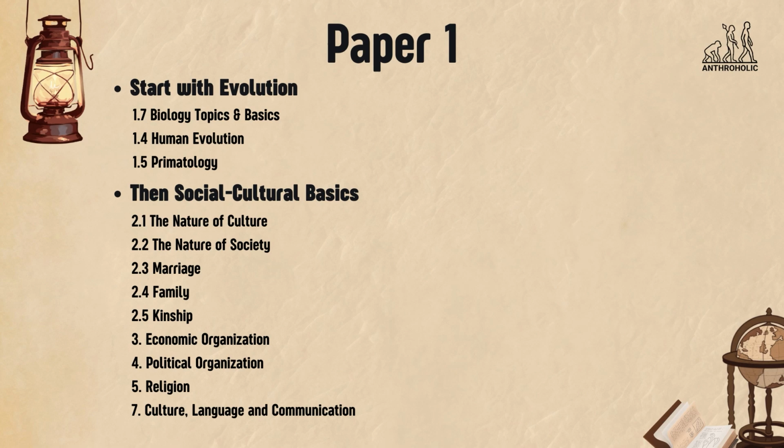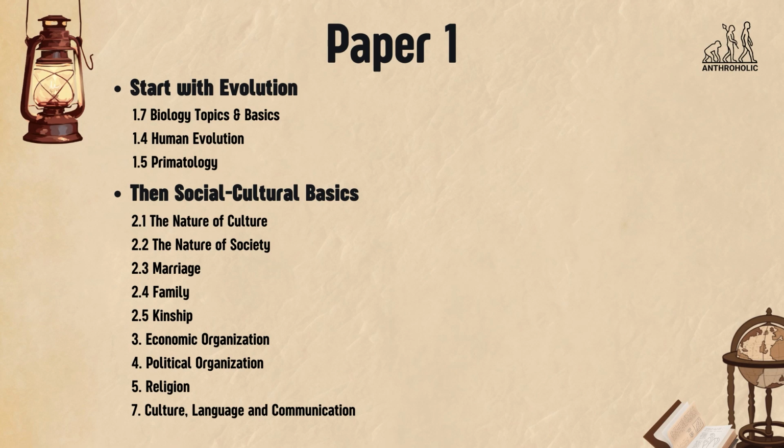So it will give you the basic idea of biology and topics which are related to biology inside evolution. After studying topic 1.7, go for topic 1.4, which is about the basics of human evolution. Then 1.5, which is about primatology. So with this, you will finish evolution and its basics: 1.7, 1.4, and 1.5. Then comes the basics of social cultural anthropology. In this, you will go in the order of the syllabus. First, start with topic 2.1, the nature of culture.